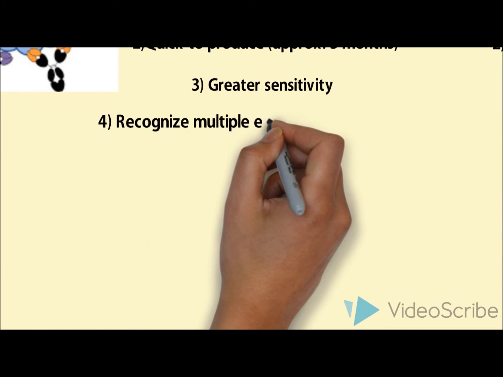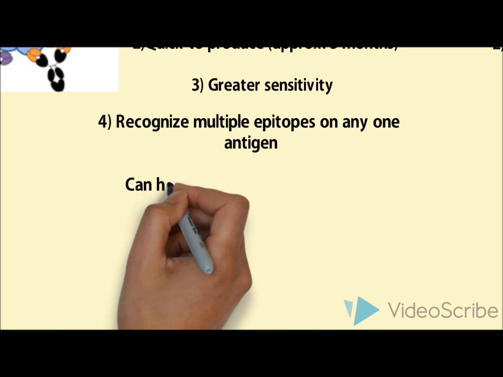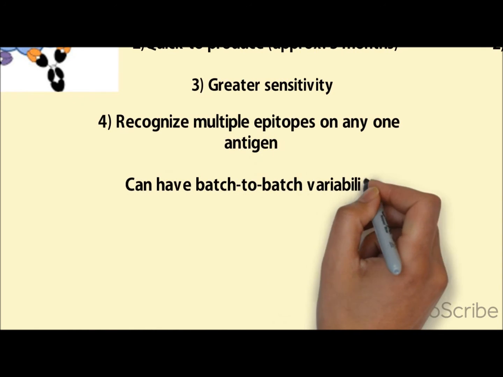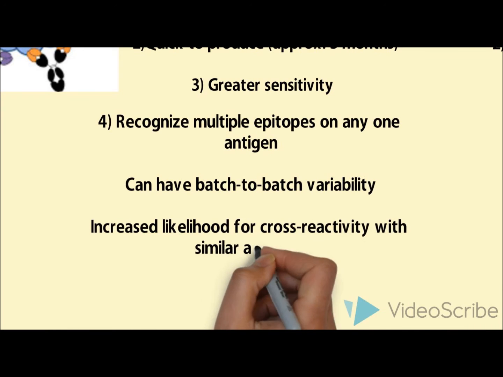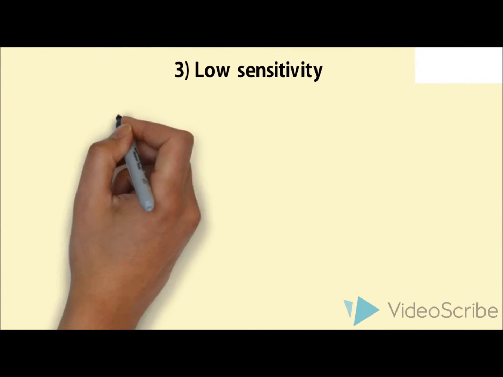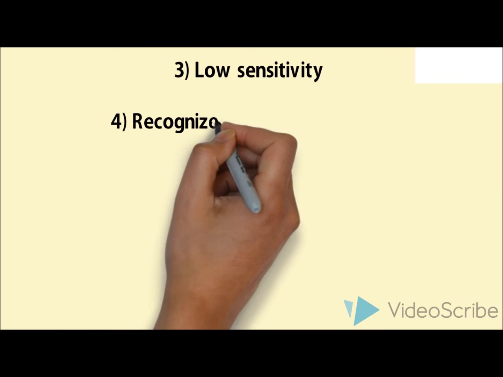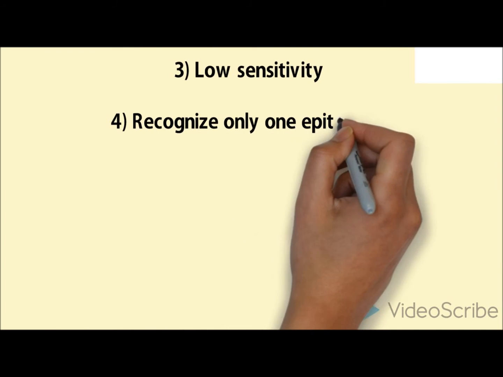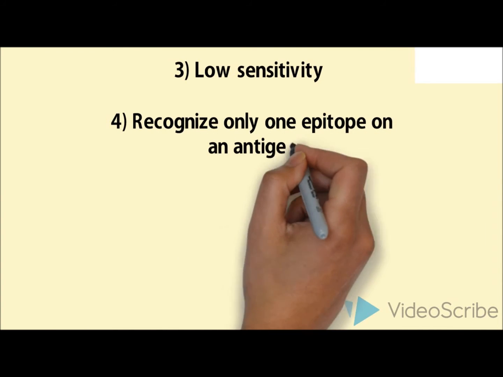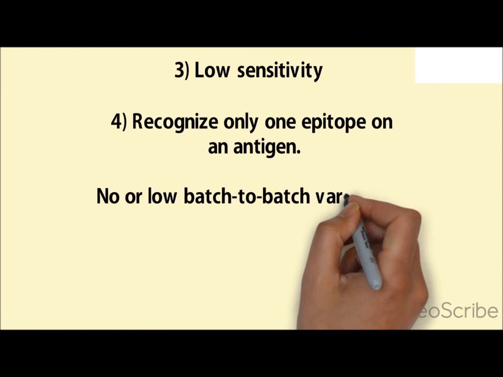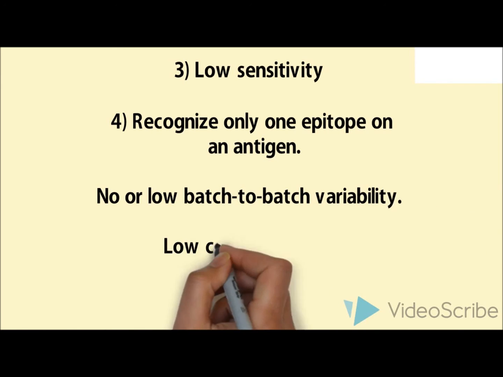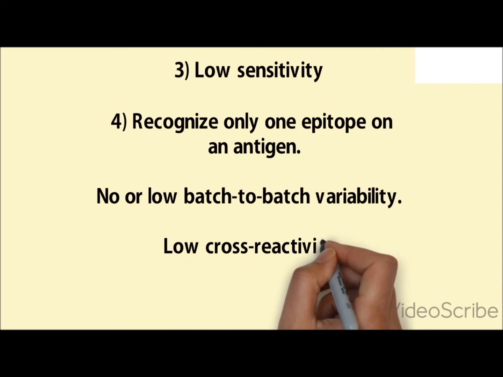Since polyclonal antibodies can recognize multiple epitopes on an antigen, they are prone to batch-to-batch variability when they are being produced, and also cross-reactivity is likely to occur. For monoclonal antibodies, since they can only recognize one epitope per antigen, they have no or low batch-to-batch variability when creating identical batches from hybridomas. The high sensitivity to a single epitope makes them unlikely to undergo cross-reactivity.